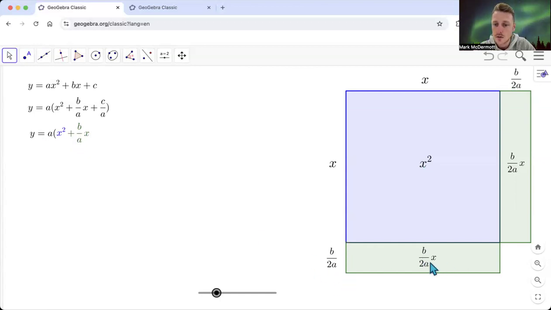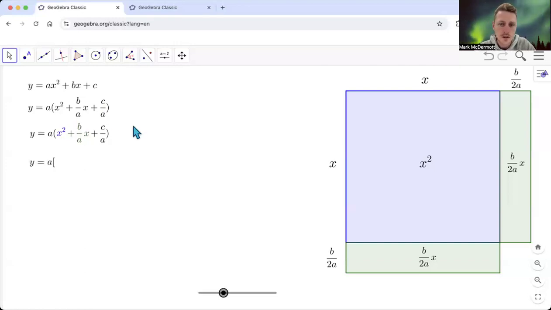So we're halving b on a to give us b on 2a, as it's going to be this side length here, which means that these areas are b on 2a x, because we know that length there is x, and this length here is b on 2a. So this total green area here is b on 2a x, and similarly over here. Okay, the next part is that we've got this c on a that's just coming along for the ride at the moment. So we're just going to put that down.